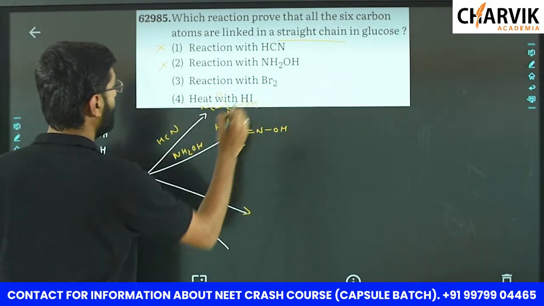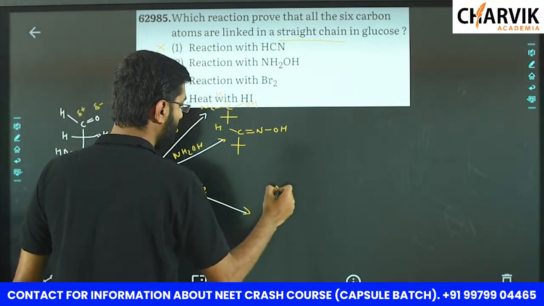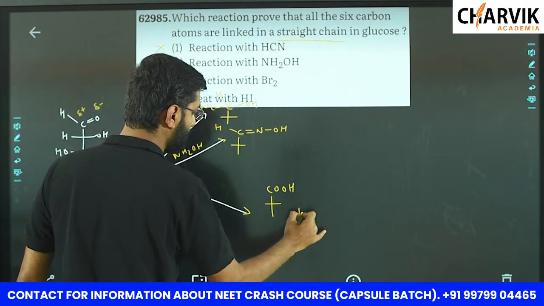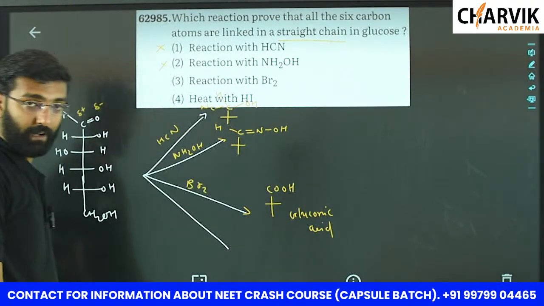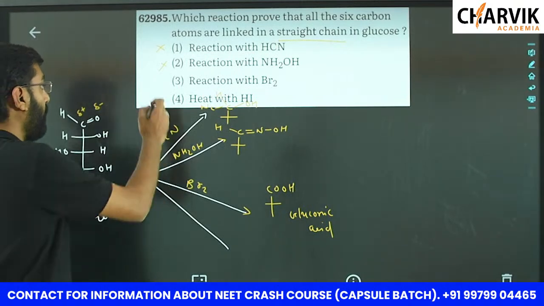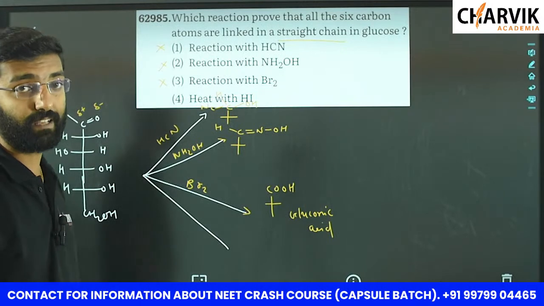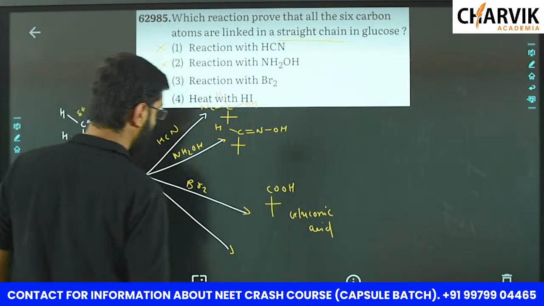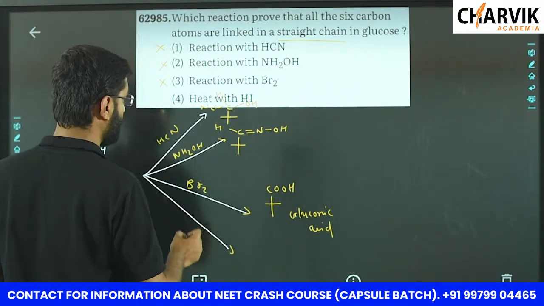Third, reaction with Br2, then you will get C double bond O, right? And this one is gluconic acid, right? All of these three reactions are simple and do not prove a straight chain. Also the fourth reaction is from your NCERT, right? So you should learn NCERT, and our fourth reaction is heat with HI.